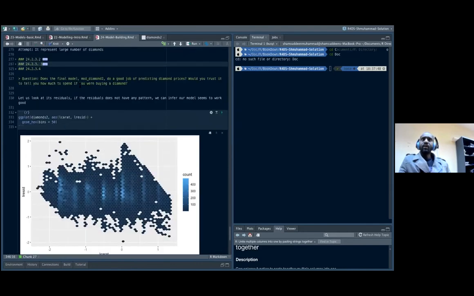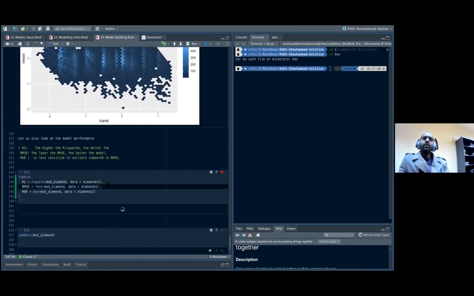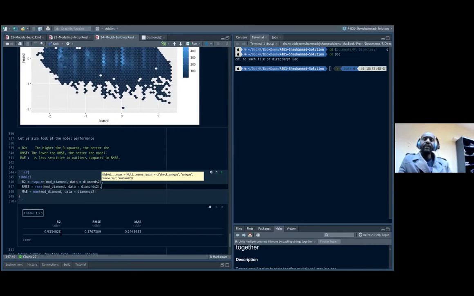So this is the final model. When we run this to find these parameters, we can see whether the model is making good predictions or not. We can see the R squared, root mean square error, and MAE. The higher the R squared, the better. For root mean square error, the lower the RMSE, the better.